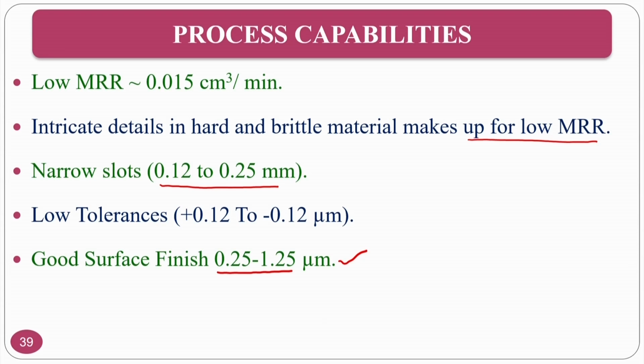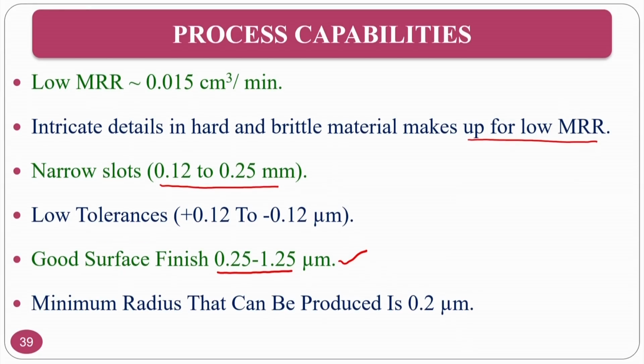But this particular process is dominated by the material removal mechanism. That is nothing but a machining process. That's why we consider abrasive jet machining as one of the advanced abrasive machining processes. The minimum radius that can be produced is 0.2 micrometer. So this can produce a good radius.